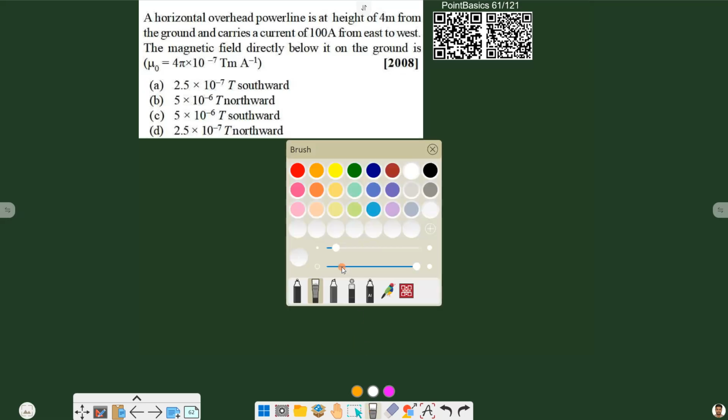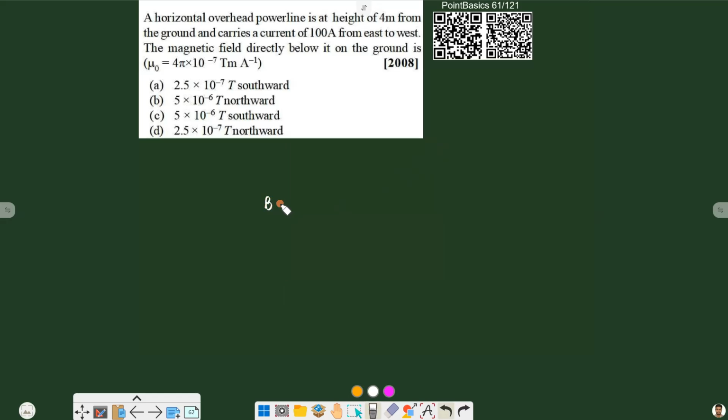And for an infinite conductor we know the value of the magnetic field is given by mu naught I by 4 pi d into sine phi 1 plus sine phi 2. This is for an infinite conductor. So here mu naught by 4 pi is 10 raised to power minus 7. Current is 100. Distance from the ground is 4 meter.